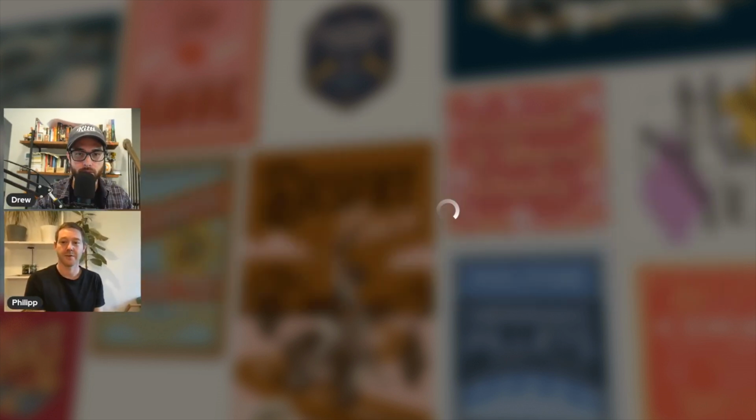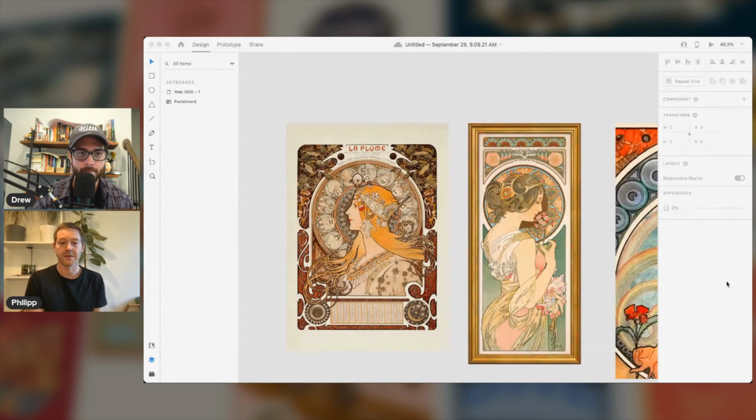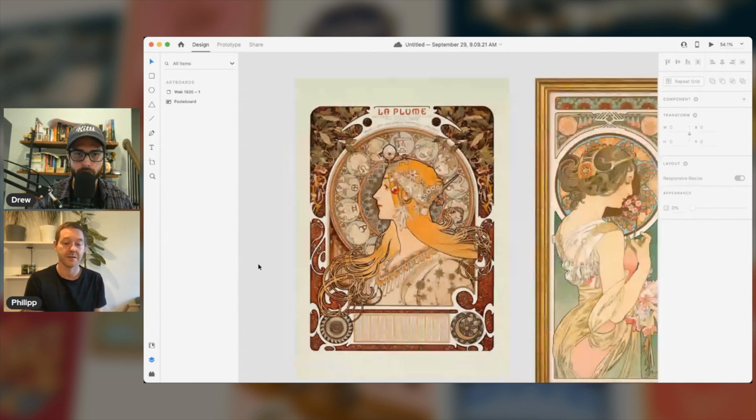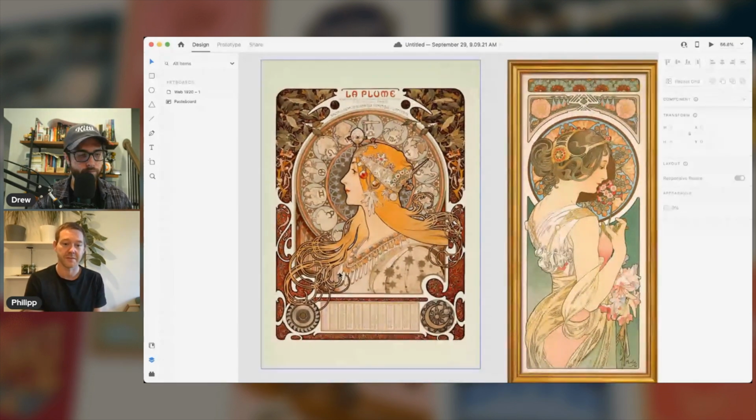Right. So we start at the topic. As you can see, it's Art Nouveau. We have a lot of elements that fit that niche. We have some Art Nouveau flowers. We have some nice ornaments that work pretty well with this style.